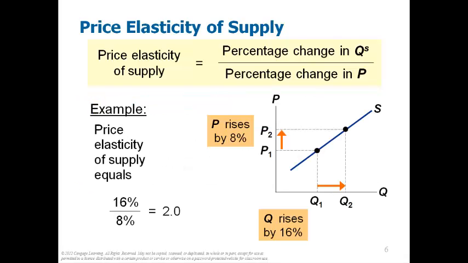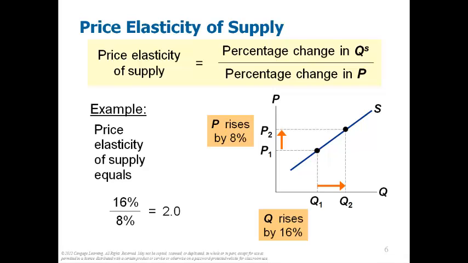So here we have a supply curve. It's upward sloping. And let's just say that if the price rises by 8%, the quantity that people produce goes up by 16%. Well, in that case, the elasticity is going to be 16% over 8%, or it's going to be equal to 2. So that's an example of an elastic supply. Again, if the elasticity is greater than 1, we call it elastic. If it's less than 1, then it's inelastic.